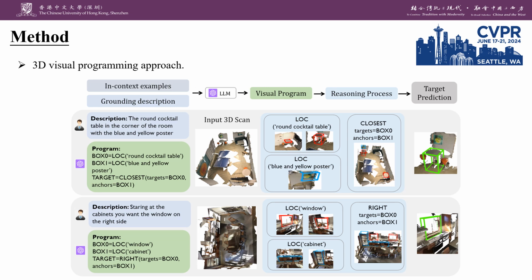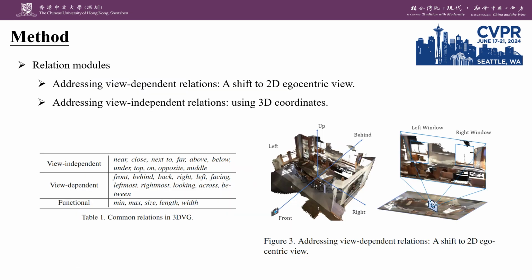First, we generate a 3D visual program using the LLM. This program is essentially a structured representation that includes modules like view-independent, view-dependent, and functional modules. These modules work collaboratively to perform complex reasoning and inference within the 3D space. Let me dive deeper into these modules.